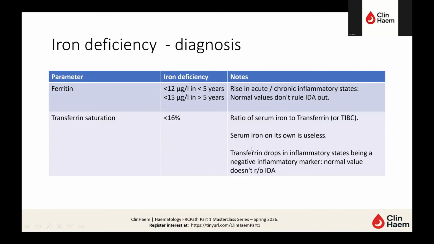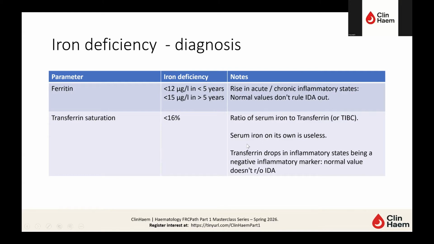But the problem is that ferritin rises in acute inflammation. Transferrin is a negative inflammatory marker, so transferrin drops in inflammatory states. So again, in inflammation, you can see there's a problem. Ferritin is going to go up, transferrin is going to go down. So our iron markers are going to be affected. So with transferrin saturation, sometimes you have to take it with a pinch of salt, if there is quite significant inflammation going on.